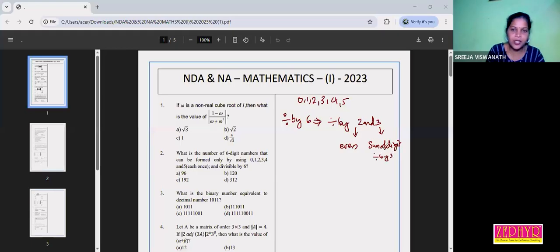Is it clear? We need to find a 6-digit number which is divisible by 6. Divisibility by 6 implies the whole number is divisible by 2 and 3. Divisible by 2 means it's an even number. Divisible by 3 means the sum of digits is divisible by 3. So first we have to check the given digits. The sum 0 plus 1 plus 2 plus 3 plus 4 plus 5 is 15, which is divisible by 3. So the condition is satisfied.